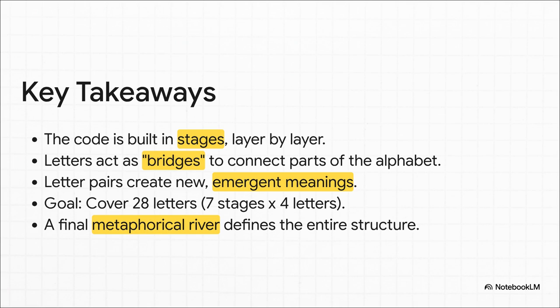So the crucial point is this. The code is a living, dynamic system, built carefully, layer by layer. Individual letters act as bridges, connecting different parts of the alphabet. Then letter pairs combine to create these totally new emergent ideas. The whole thing is designed to bring meaning to almost the entire alphabet, culminating in that powerful metaphor of the river, which gives the grand design its final shape and purpose.